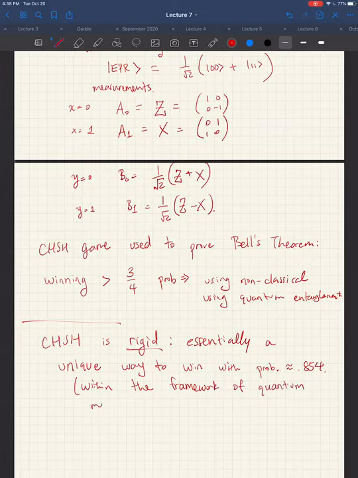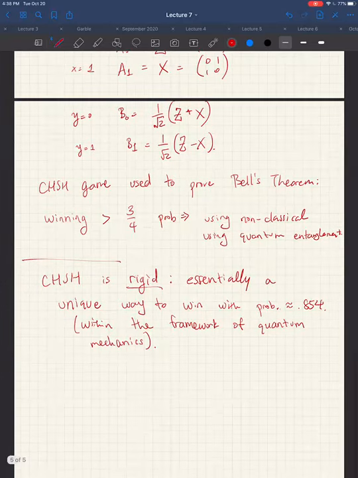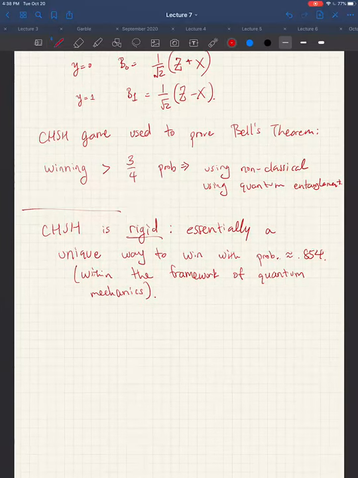But I guess this requires a proof, right? Who knows if there's some weird protocol out there that achieves the same winning probability. Yes, and basically the rest of the lecture is going to be devoted to this proof. So we're going to see why the CHSH game is rigid.